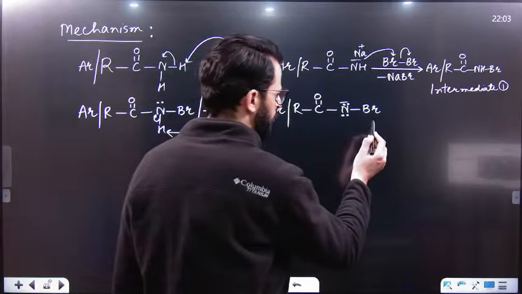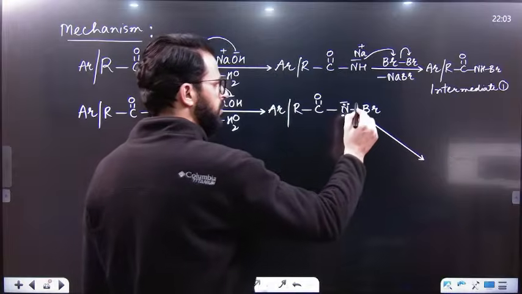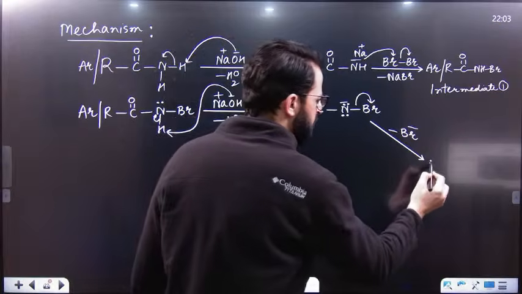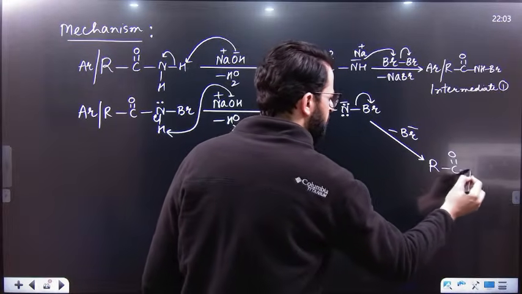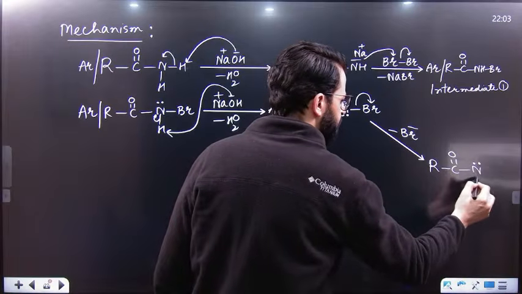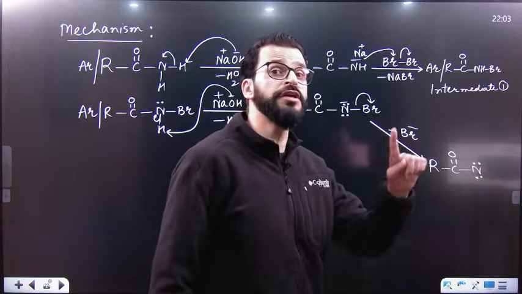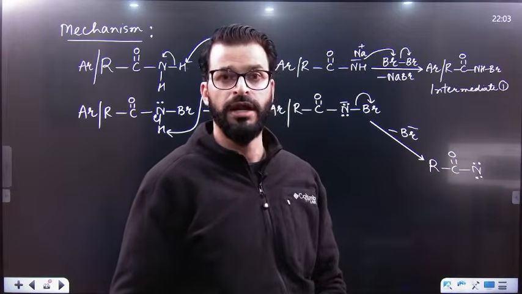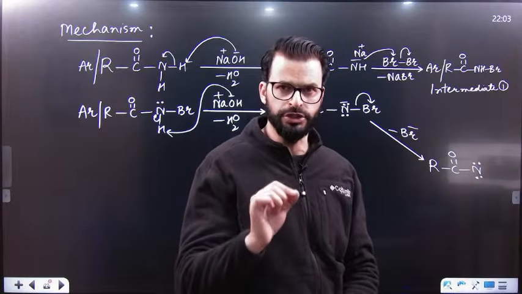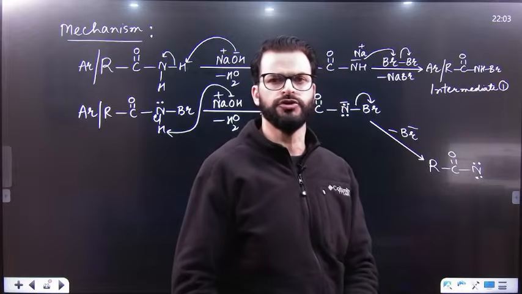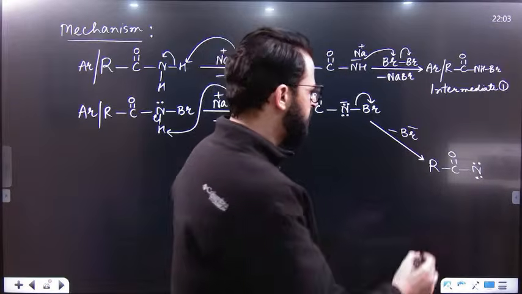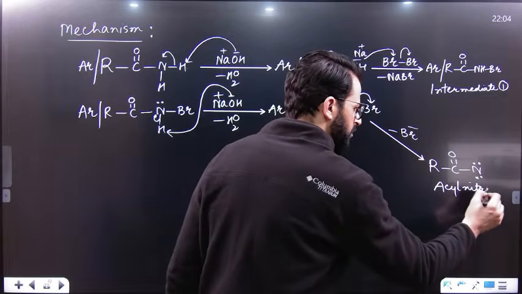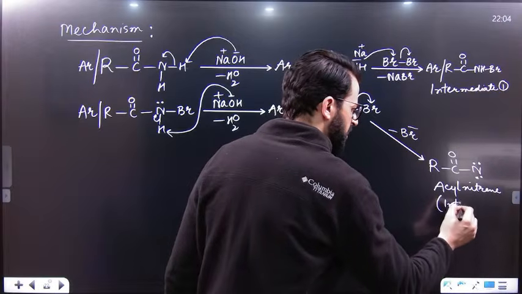Now after this, what will happen? Have a look. This bromine will be lost. So Br minus will leave, and it can result in the formation of RCO, and then this N becomes neutral. But here, this nitrogen is univalent, containing 6 electrons in its outermost shell, and that too if this nitrogen is neutral. Neutral univalent nitrogen containing 6 electrons in its outermost shell is known as nitrene, and this RCO group is known as acyl. So we can simply say acyl nitrene is formed. We can call this intermediate 2.